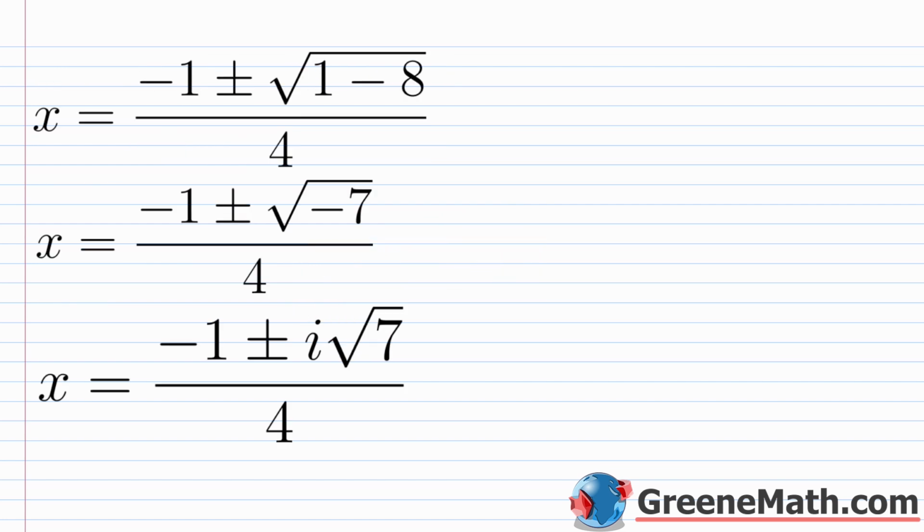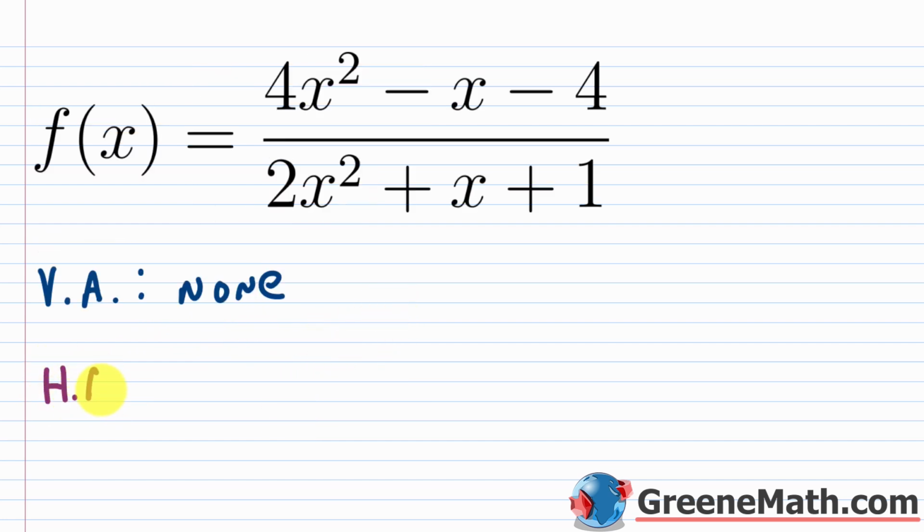Well, if you go through and simplify, now you have x equals negative 1 plus or minus the square root of 1 minus 8, over 4. Well, this right here is going to turn into negative 7 right there, and you could just stop. You know that you're going to end up with two non-real complex solutions. Again, as we talked about earlier, it's x equals negative 1 plus or minus i times square root of 7, over 4. Now let's talk about the horizontal asymptote.